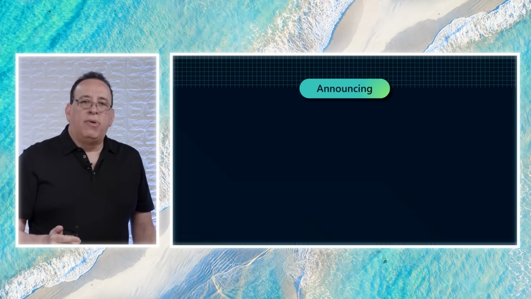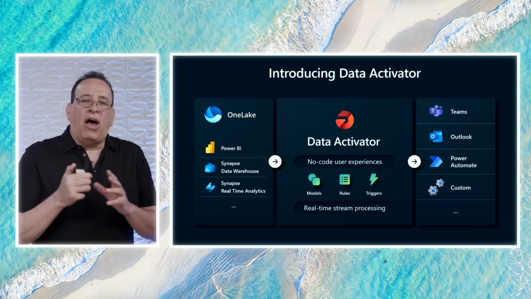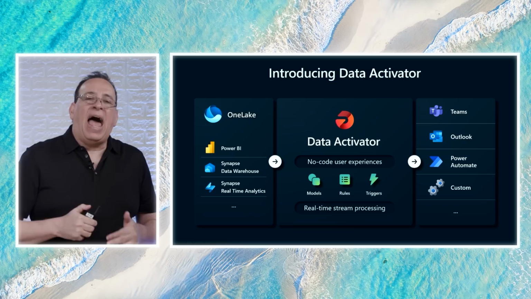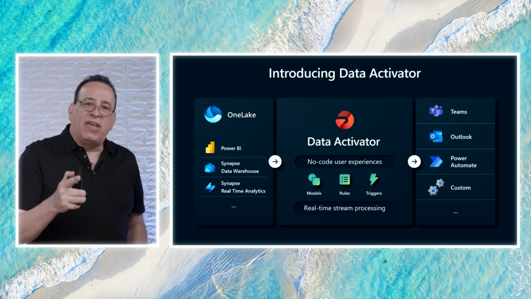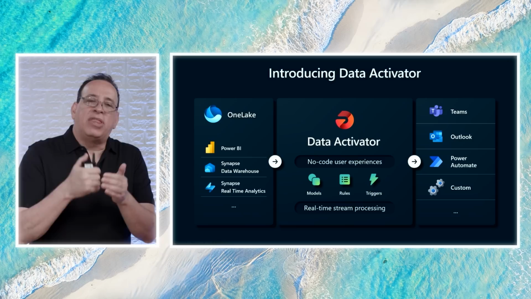Well, Data Activator is an automated system that sits on top of OneLake, looks at all the data artifacts that we have inside of OneLake, and constantly examines them to see if some rules are being met, if some action needs to be taken automatically. It constantly evaluates in real time, and when something is found, we can notify a user. We can start a Power Automate flow. We can call a stored procedure or maybe an Azure function. This is a system that automatically takes action whenever something happens that needs to be acted on.